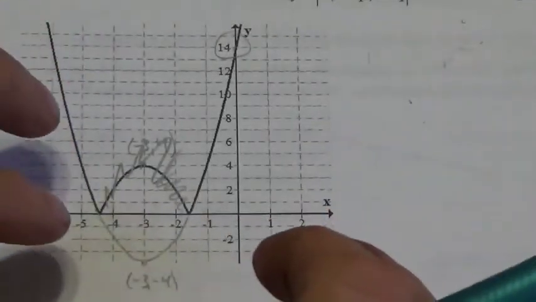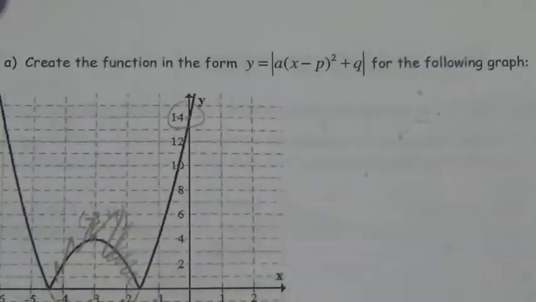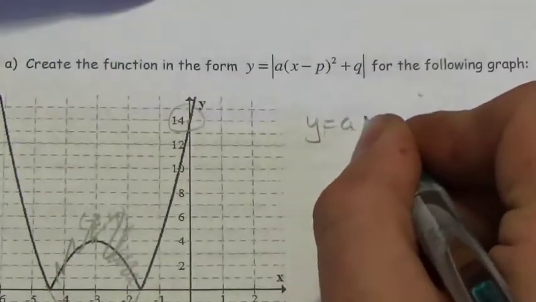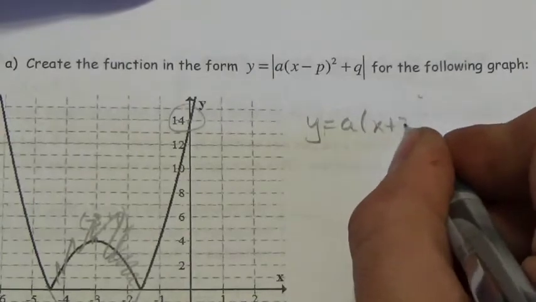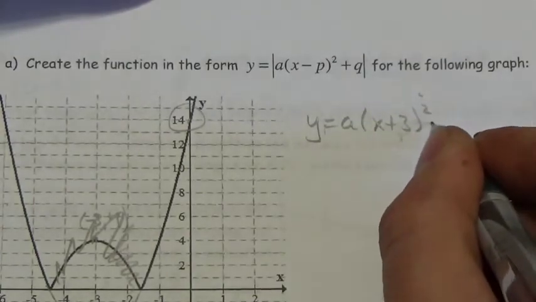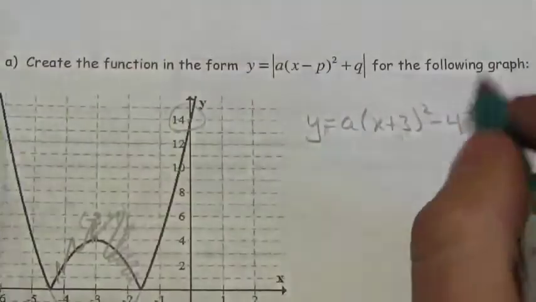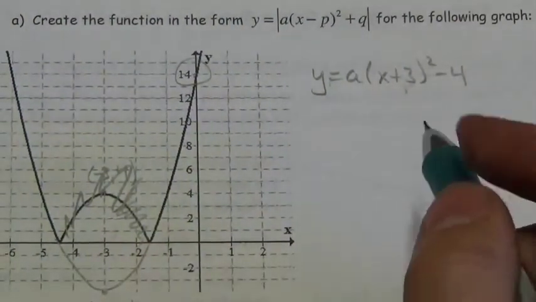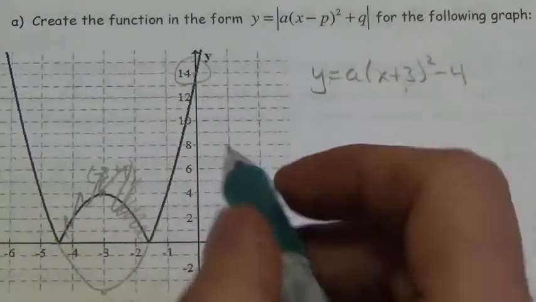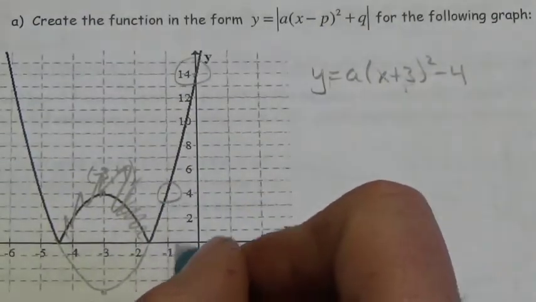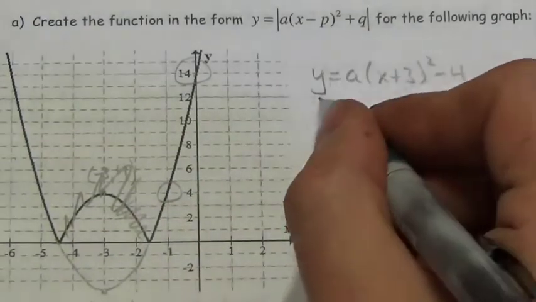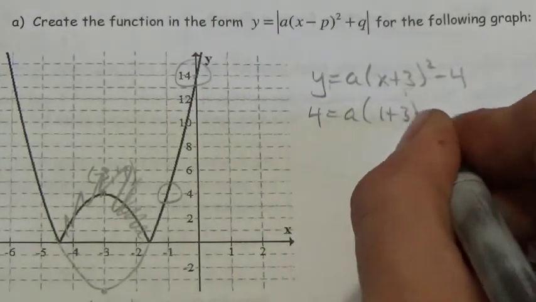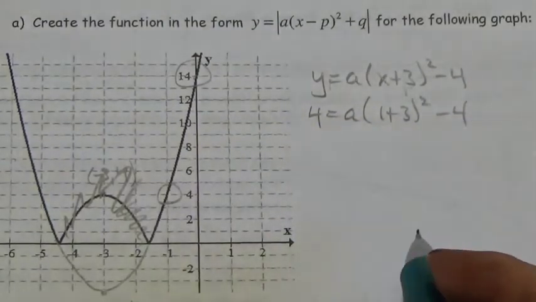Okay, so now that I've got it drawn like this, I'm going to write this in vertex form because that's what the question's asking for. So I'm going to write this as y is equal to a(x + 3)² - 4. And now to figure out what the value of a is, I'm going to plug in a point there. And I think one of the clearer points on there is this point right here, (-1, 4). So 4 is going to equal a(1 + 3)² - 4.